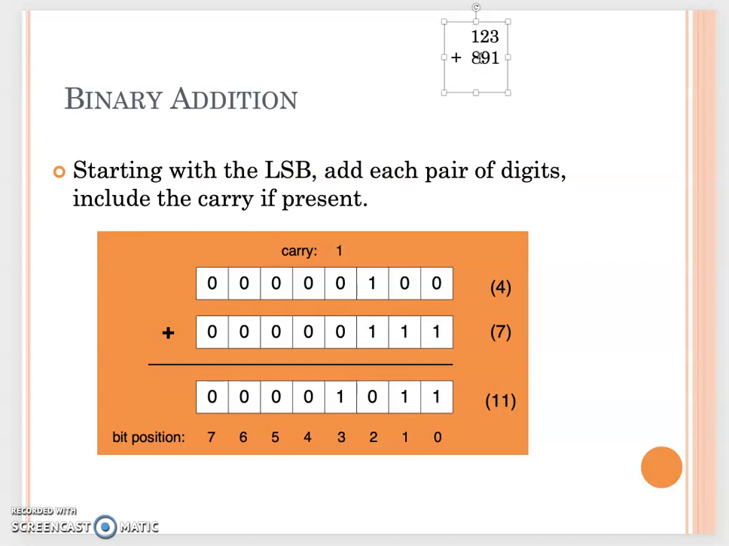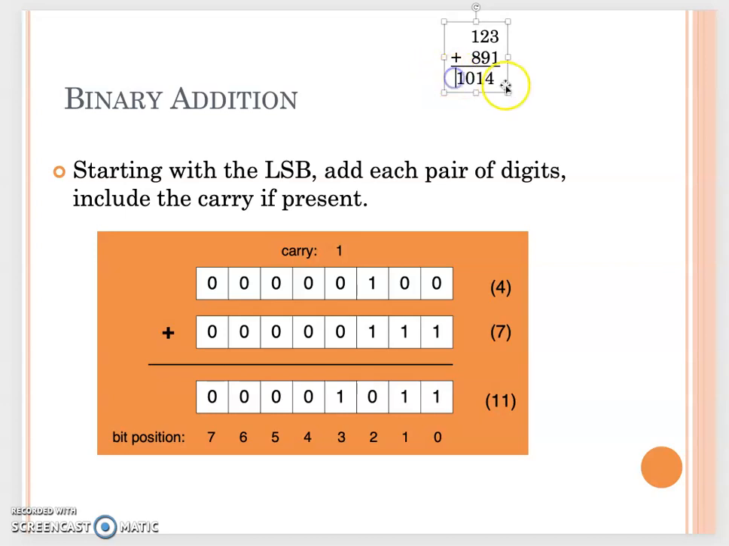So how will you do the addition? You just start from the most right. Then 3 plus 1 is 4, we do the 4 first. Then 2 plus 9 is 11. So then you carry the 1 to the front.